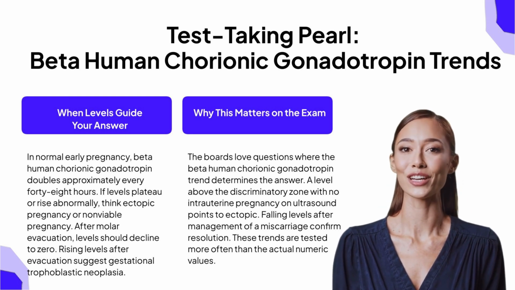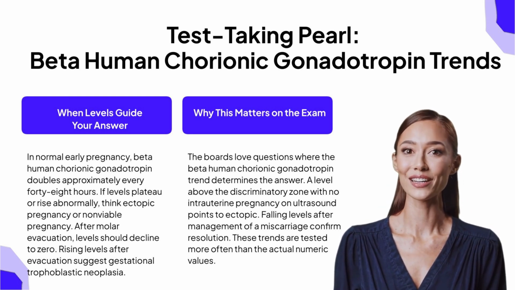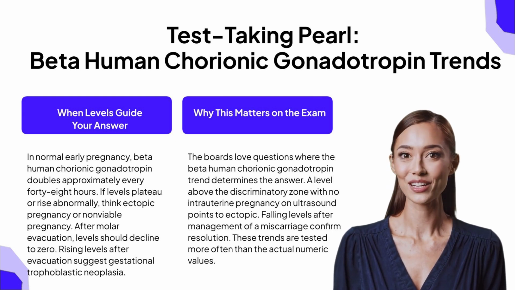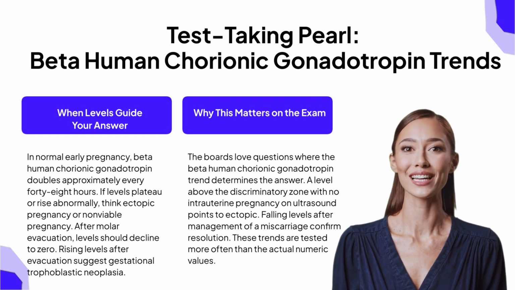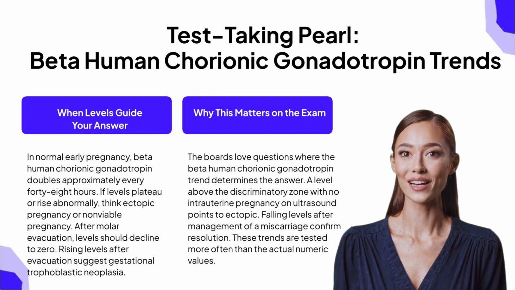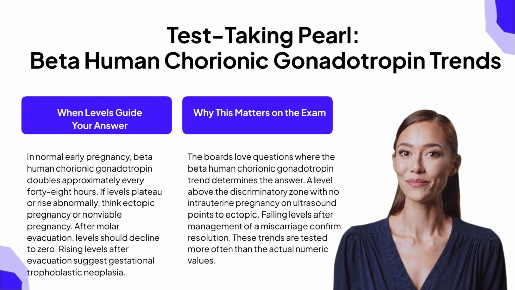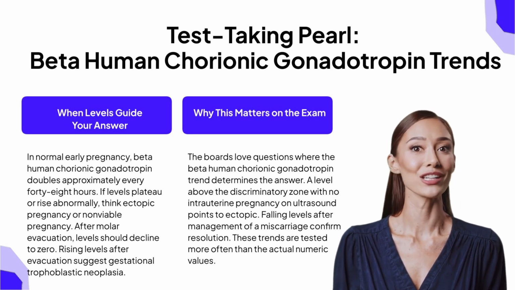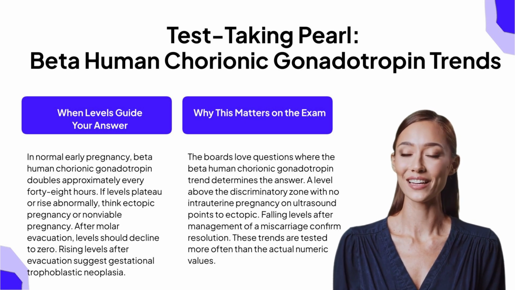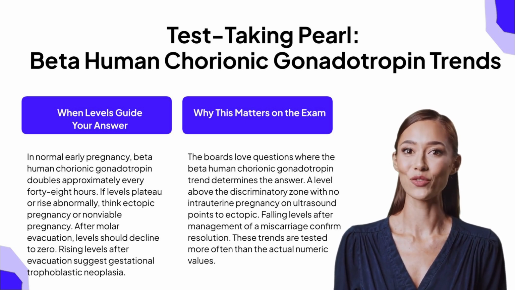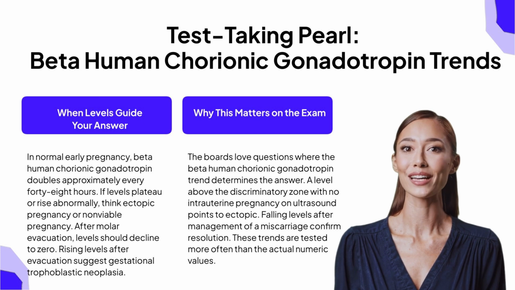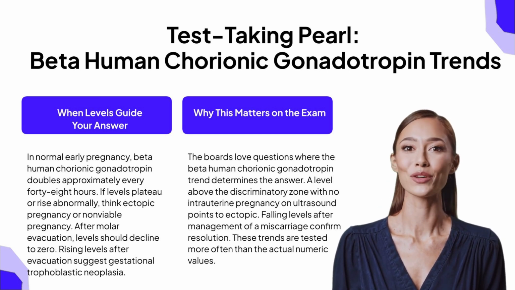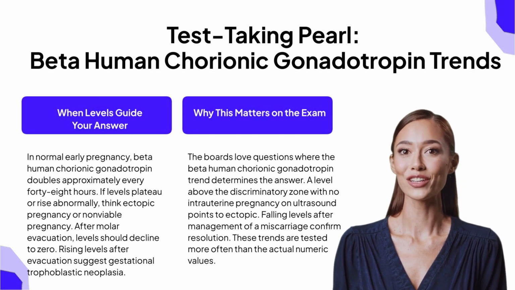After molar evacuation, beta-human chorionic gonadotropin should decline steadily to 0. If it plateaus or rises, that indicates gestational trophoblastic neoplasia and requires further workup. The boards test the trends and patterns more than they test specific numeric values. Focus on understanding the clinical significance of rising, falling, or plateauing levels in each clinical scenario. Review the beta-human chorionic gonadotropin monitoring guidelines in your obstetrics resources.